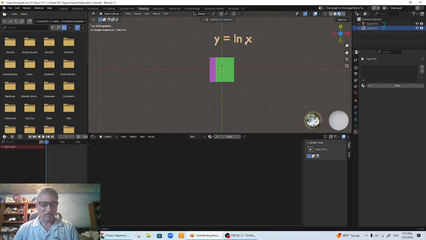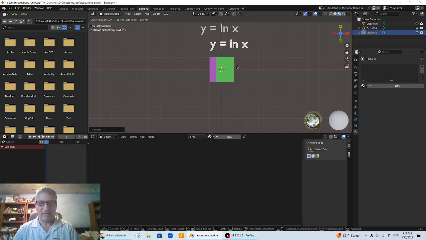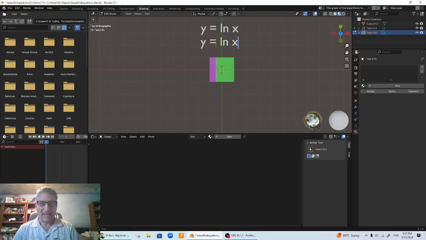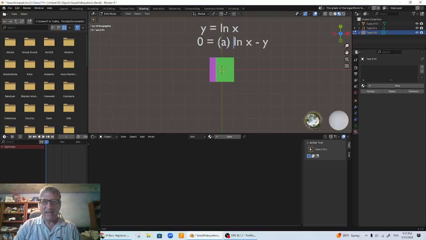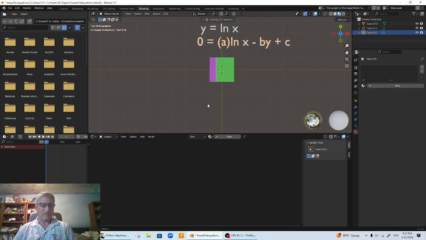Now, we want to put that in a form that Blender can work with, so we're going to Shift D and copy that, and we're going to edit it, and once again, as we said, we're going to move the y over to the other side. Simple algebra. We're also always going to be multiplying by a to make it a quadratic equation, b for the y plus c. That is the quadratic equation form that we're going to use.